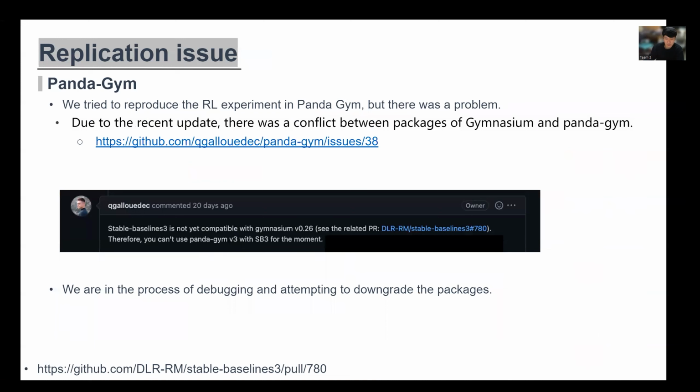Next, we tried to implement the reinforcement learning setup in PandaGym. However, there were some problems in this process. Since there was an update in Gymnasium, the current PandaGym package is not compatible with the reinforcement learning environment. So we are in the process of debugging and attempting to downgrade the package to repair this part.